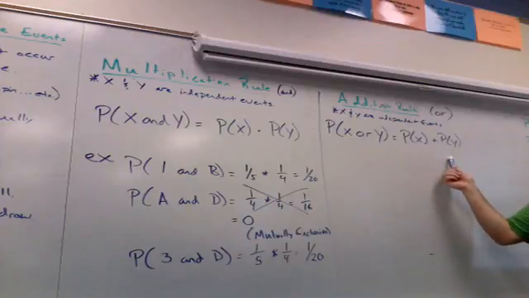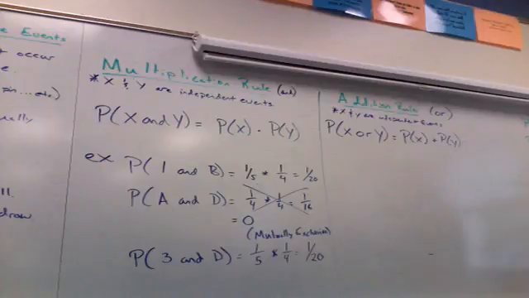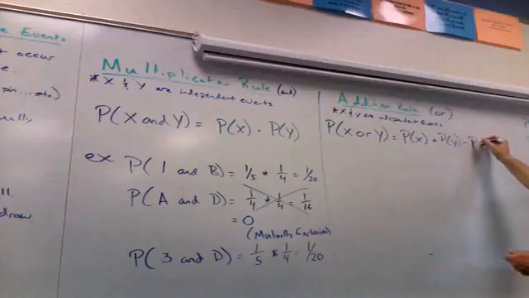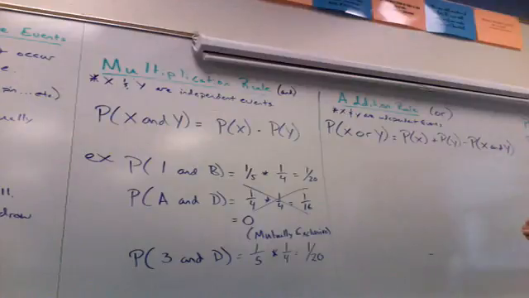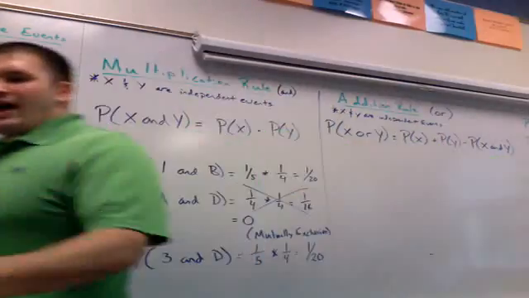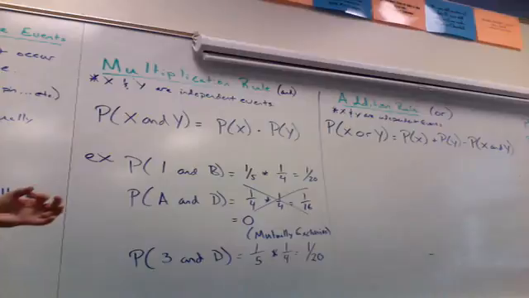Okay? So 3C is 3 and C, right? So we got to subtract P of X and Y. Okay. All right? So we add the probability of X and the probability of Y, and then we subtract the probability of X and Y. Okay, does that make sense?